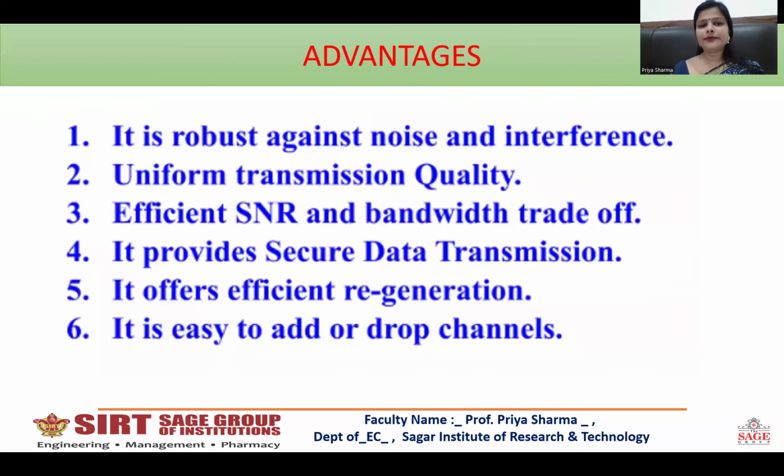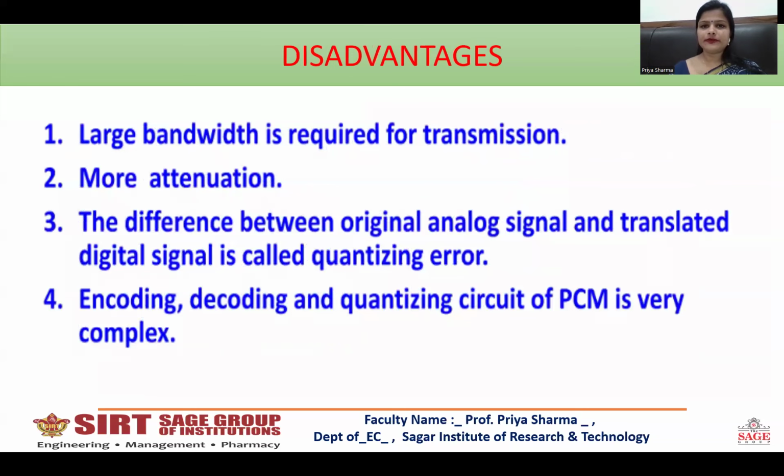The advantages of PCM include that it is robust against noise and interference, has uniform transmission quality, and offers an efficient signal to noise ratio and bandwidth trade-off. It provides secure data transmission. It offers efficient regeneration. It is easy to add or drop channels between the transmissions.